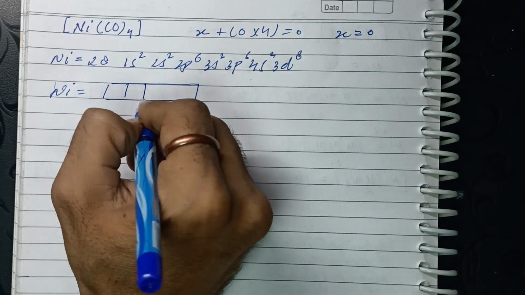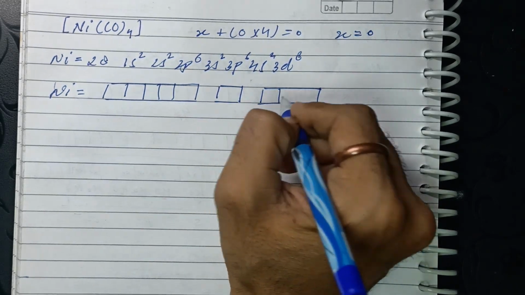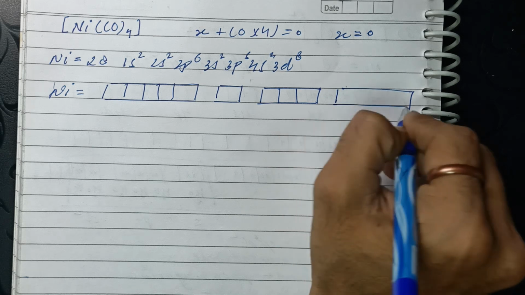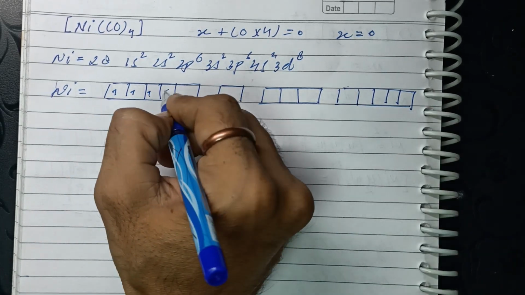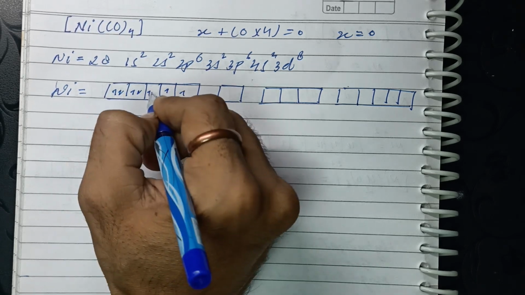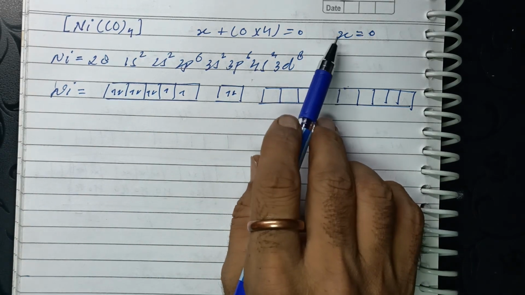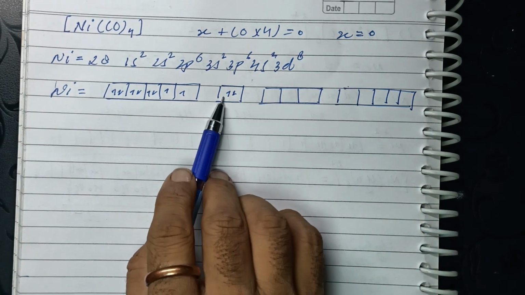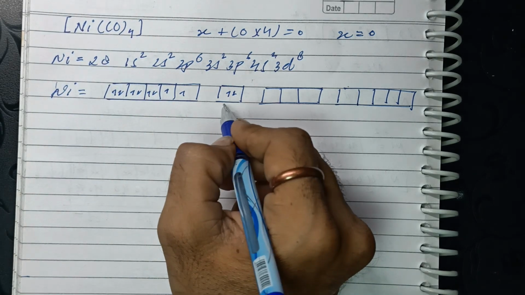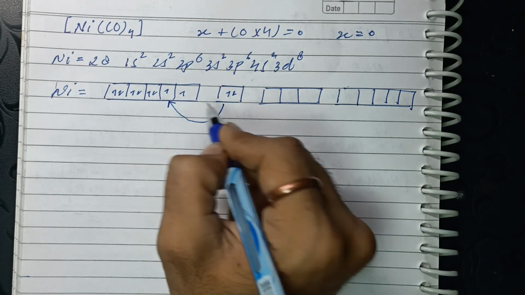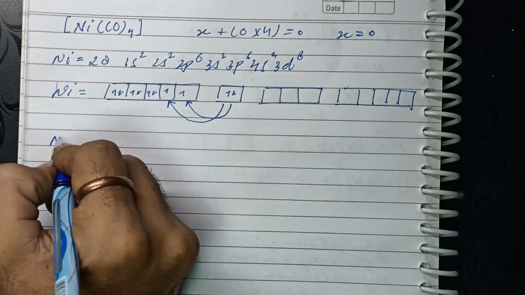For nickel we have 3d, 4s, 4p and 4d. 3d has 8 electrons, and 4s has 2 electrons. The oxidation state of nickel is 0, which means we need not remove any electrons. But CO is a strong ligand. It will cause pairing. So these 2 electrons jump back into the 3d orbital and get paired.